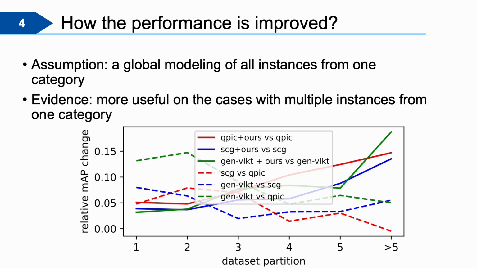We find that the proposed method, as shown in the solid lines, has a relative improvement on images with more instances from one category, and the previous methods in the dashed lines do not show such tendency. This proves that the proposed method is more effective on denser images.